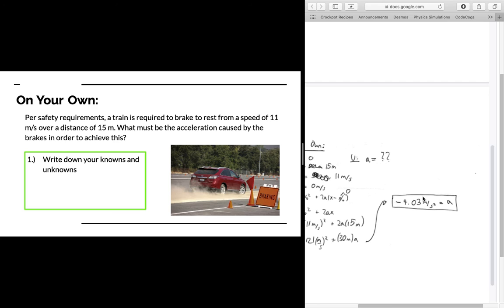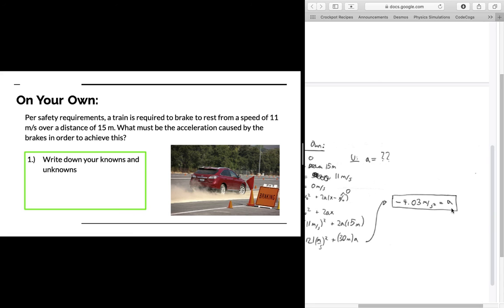One thing I have not brought up so far is please make sure you have the correct units on your answer. Do not just state the number, but also state the units, because otherwise, if you just state a number, you are not telling me anything useful. There needs to be a unit there because a unit assigns a physical significance to your number, okay? So we get negative 4.03 meters per second squared for our acceleration.